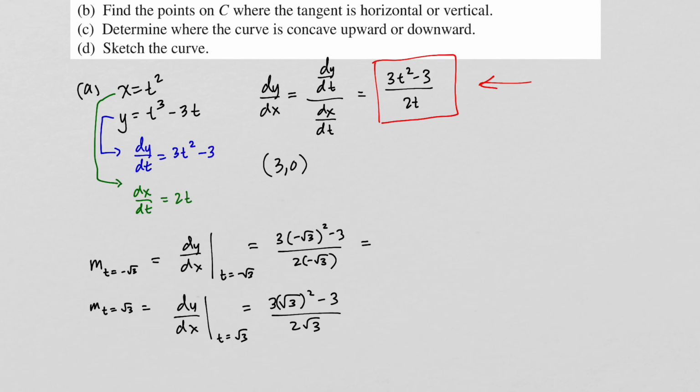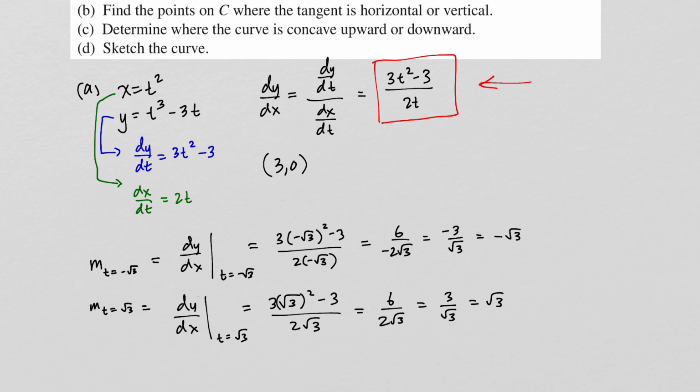So this first one is going to be 3 times 3 is 9, take away 3 is 6, divided by negative 2 radical 3. This is negative 3 divided by radical 3, which is the same as negative radical 3. And the other one here is going to be 9 minus 3 is 6, divided by 2 radical 3. And this is 3 divided by radical 3, which is radical 3.